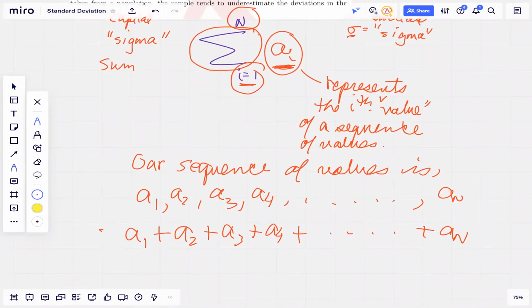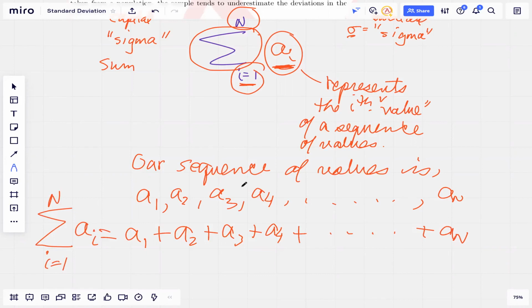So this can be represented in shorthand by this big capital sigma, and A sub I, and then below the capital sigma is I equals 1, and then on top of the capital sigma is N. So I equals 1, that's where you start counting or you start your sequence, and the capital N on top, that's where you stop your sequence.